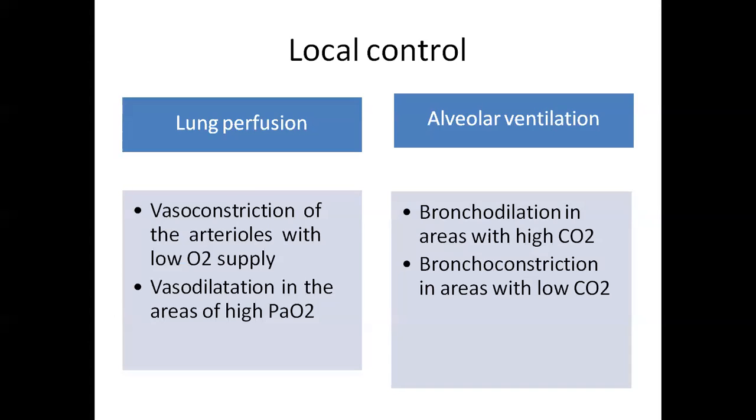In the second activity, alveolar ventilation, bronchodilation means dilation of the bronchioles. When high carbon dioxide conditions arise, bronchodilation takes place to send this carbon dioxide outside. And bronchoconstriction takes place when there is low carbon dioxide inside our body. So when there is low carbon dioxide inside our body, bronchoconstriction takes place.